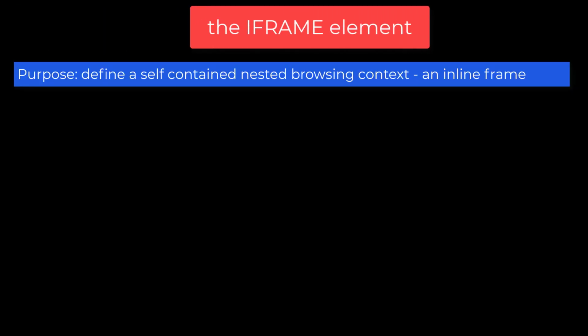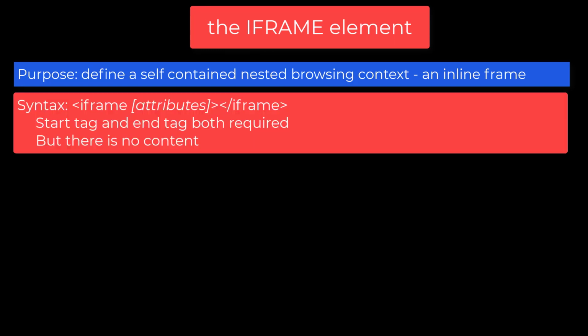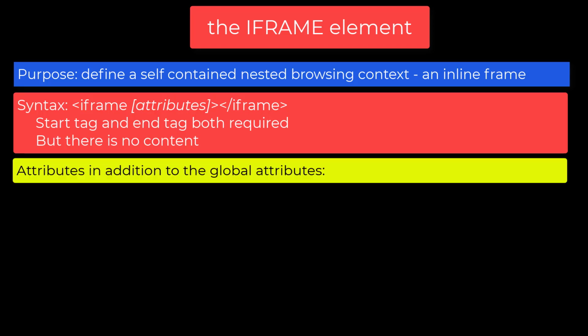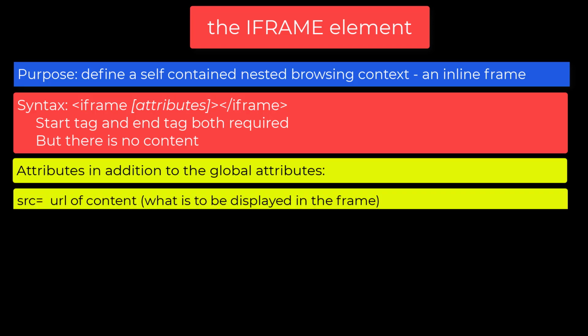The iframe element. Its purpose is to define a self-contained, nested browsing context, an inline frame. Syntax: start tag iframe with some attributes, and end iframe. Start tag and the end tag are both required, but there is no content. Attributes in addition to the global attributes: src equals. This is the URL of the content to identify what is to be displayed.